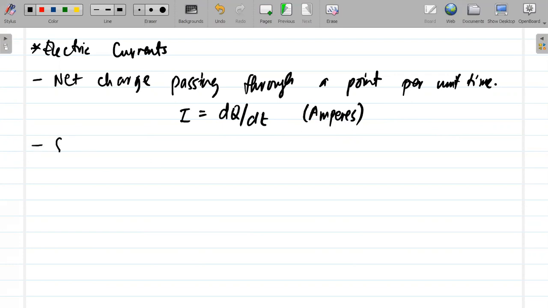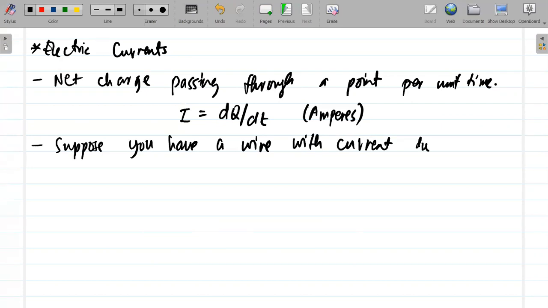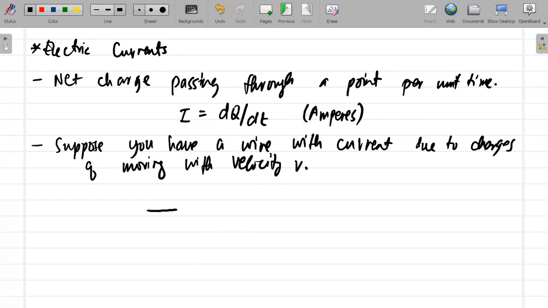Now, kunwari meron tayong wire. So suppose you have a wire with current, let's say due to charges Q moving, let's say with velocity V. Now, itsura niyan, meron tong wire. Sa loob niyan may mga, kunwari, plus Q. Mga Q yan. Moving with velocity V.